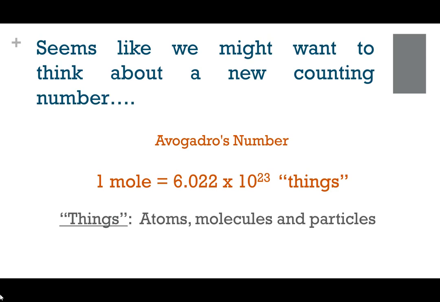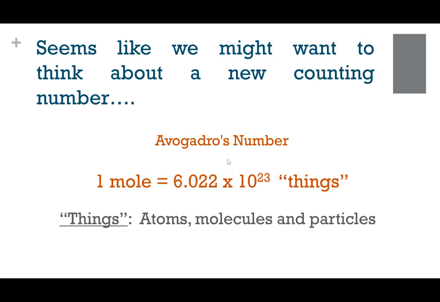So I might say something like, I have 1 mole of atoms, which is 6.022 times 10 to the 23rd atoms. And then the other word that you saw pop up here on my screen was Avogadro's number. So this 6.022 times 10 to the 23rd is called Avogadro's number. So that's where that word came from.